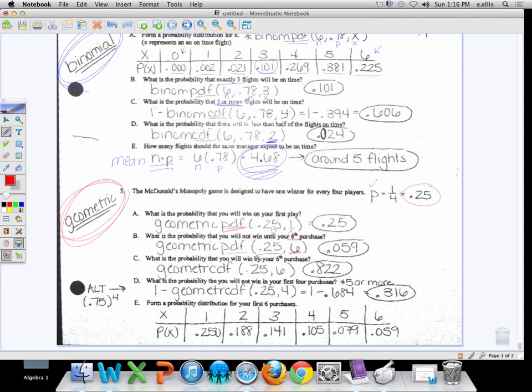C, what is the probability that you will win by your 6th? That's a little different. Well, you could win on the 6th, or the 5th, or the 4th, or the 3rd.